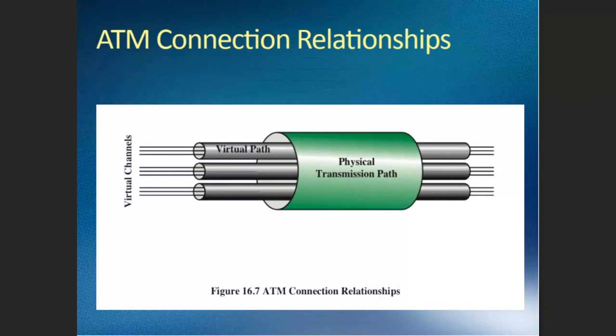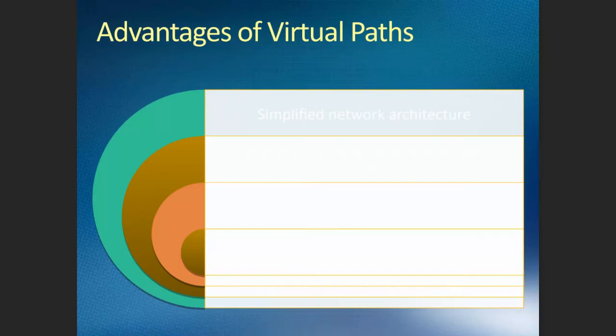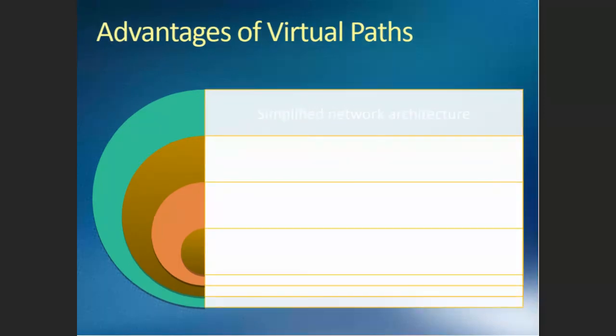This is an ATM connection, so we have a group of virtual channels which will constitute a virtual path. So what are the advantages of virtual paths? First of all, simplified network architecture, increased network performance and reliability. It will reduce the processing and shorten connection setup time, and enhance network services.